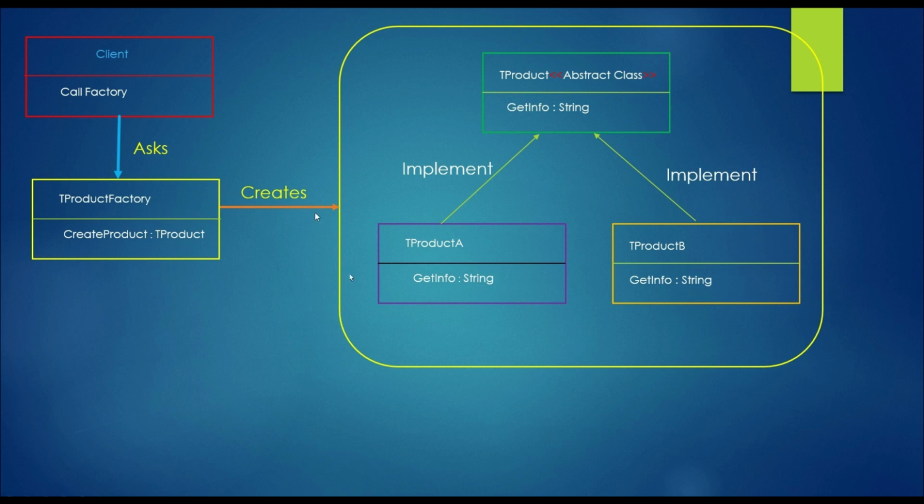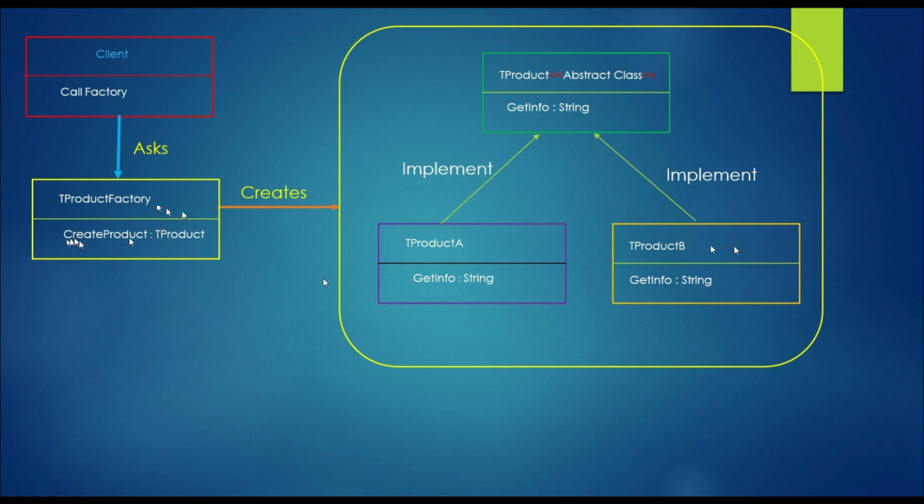Next, this is the product, ProductA and ProductB. Now we need to create ProductA and ProductB. So what we will do is create one factory class. I have created the TProductFactory class here. What this factory class will do is I'm creating one method, CreateProduct, and it will return the TProduct type. TProduct is what? This is the abstract class, right?